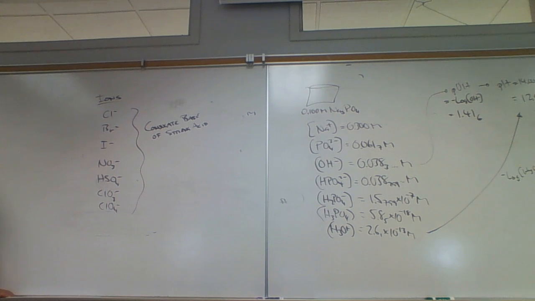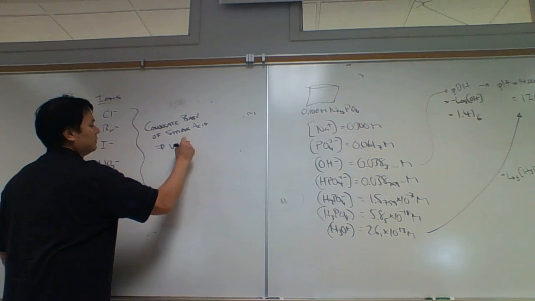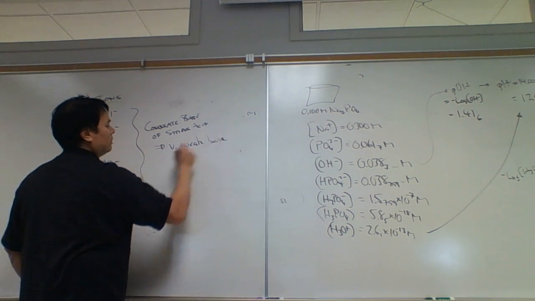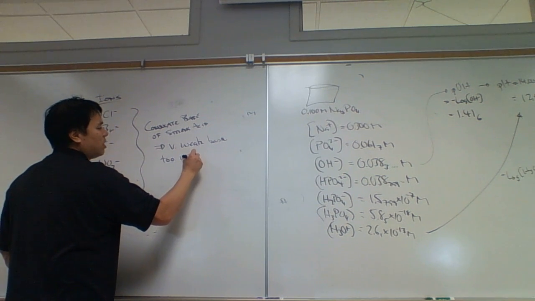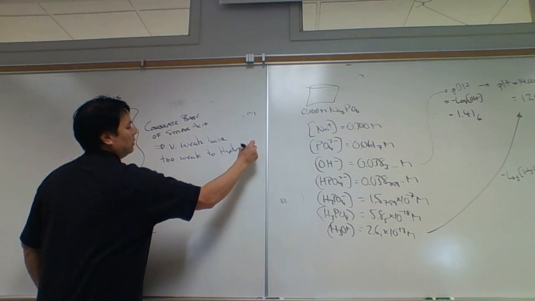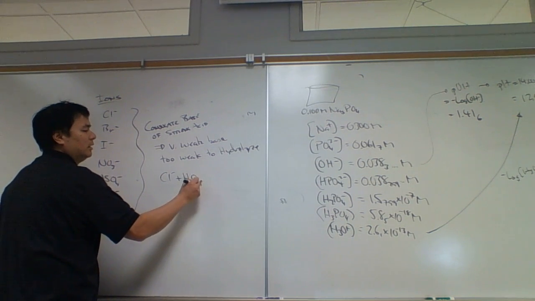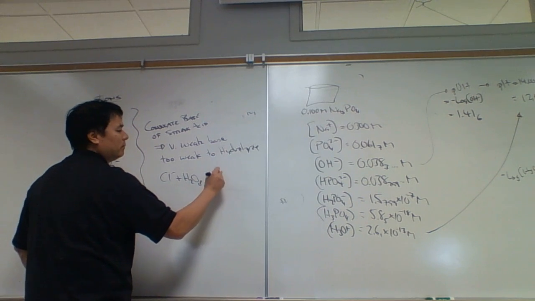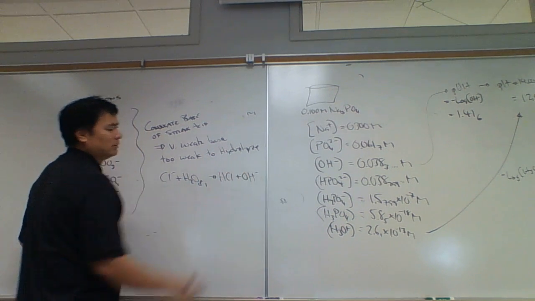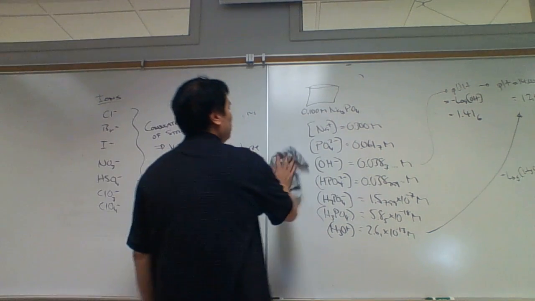The conjugate relationship goes like this. If one species is strong, its conjugate is going to be weak. And so the conjugate base of these strong acids are very weak bases. In fact, they're too weak to hydrolyze water. For example, chloride. Chloride plus water. If chloride acts as a base, then we should form HCl and hydroxide. This would be the Kb reaction for chloride.